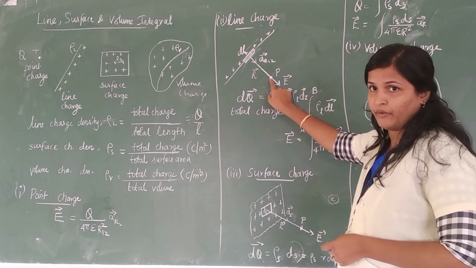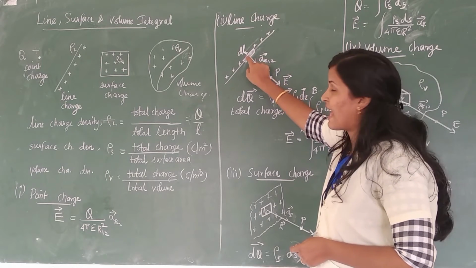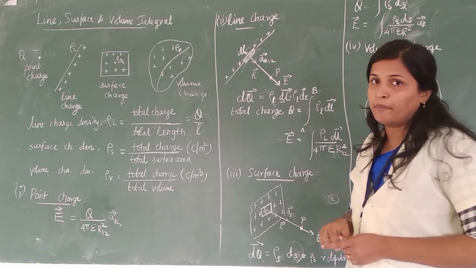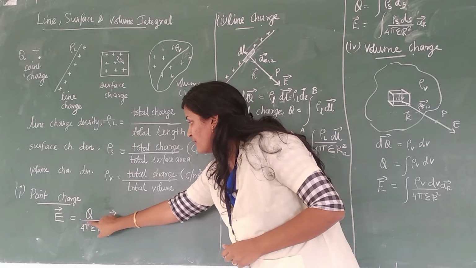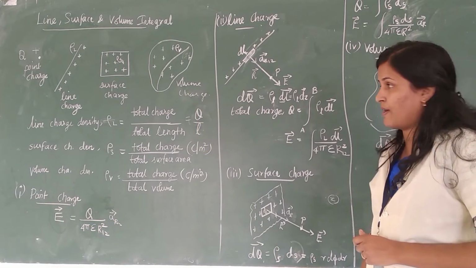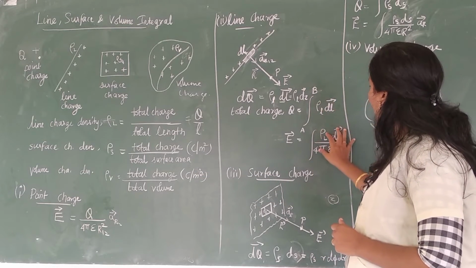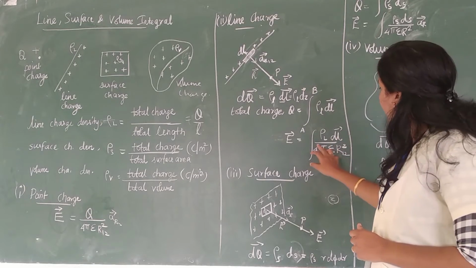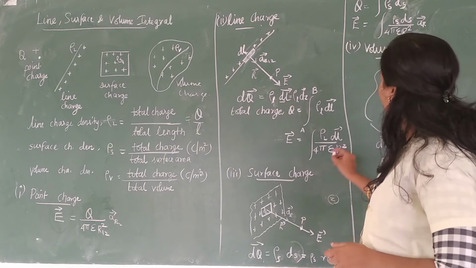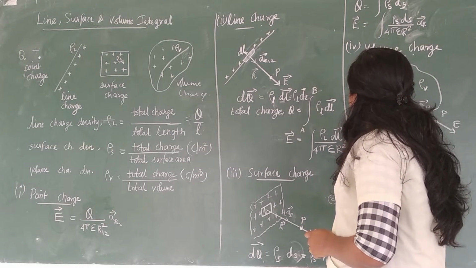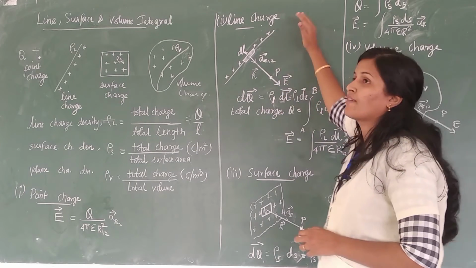Consider the electric field intensity because of this line charge at point P. How will you find that? We have the formula: E equals Q divided by 4 pi epsilon R square. Instead of Q, we substitute the integral of rho L dl, and the remaining terms are written as well: 4 pi epsilon R12 square into the unit vector a_R12. So this is the electric field intensity of a line charge.